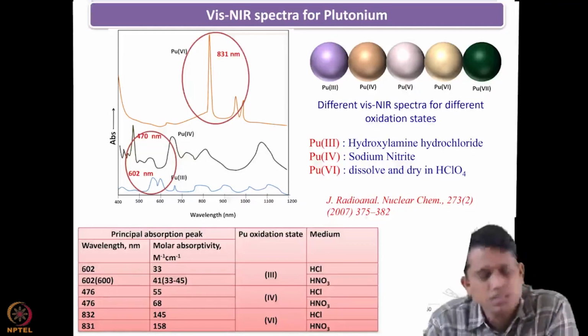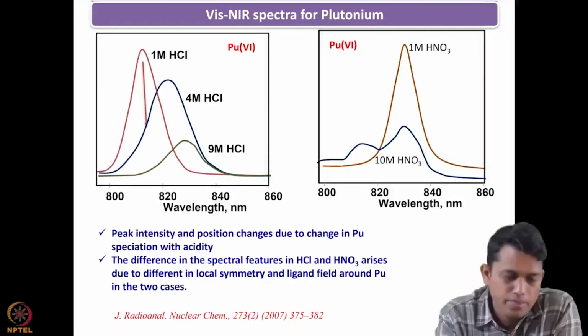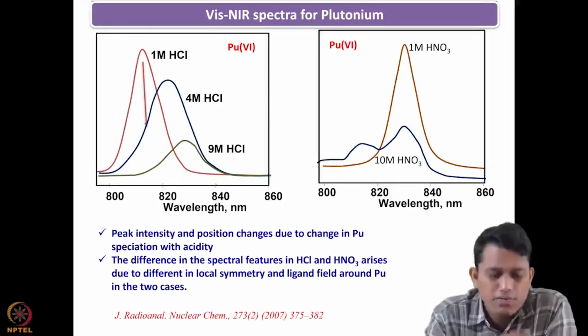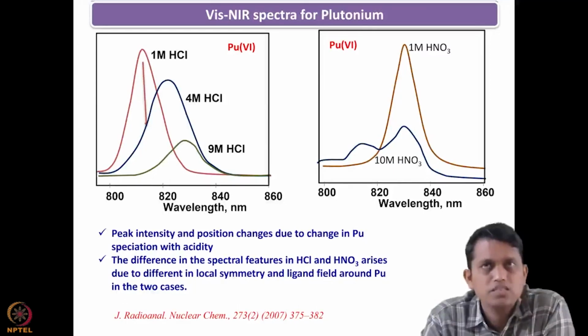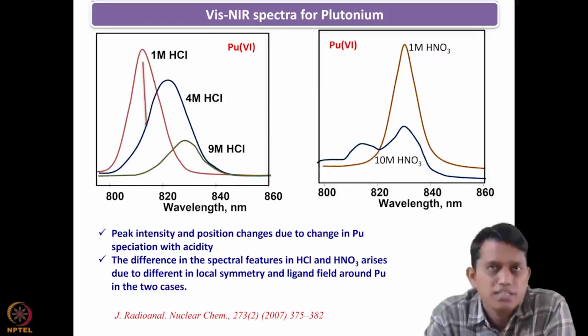Here again the same thing holds for plutonium 4. Similarly for plutonium 6, there is a constant decrease when you add HCl, because it leads to the formation of different species of plutonium in the hexavalent state. Because of the change in speciation, there is a change in spectral intensity. With nitric acid again there are certain changes, and from these changes you can tell that the species are different. The species that exist at 1 molar may be very different from the species existing at higher molarity, maybe 9 molar HCl in this case and 10 molar nitric acid in this case.